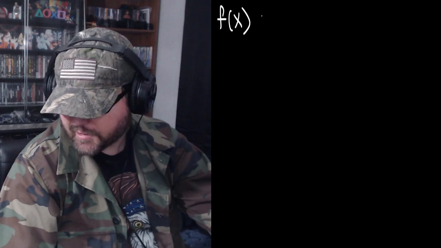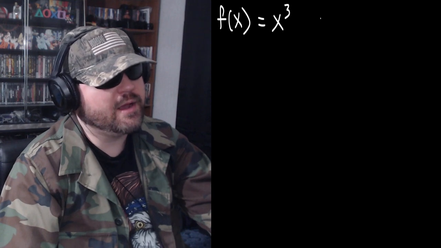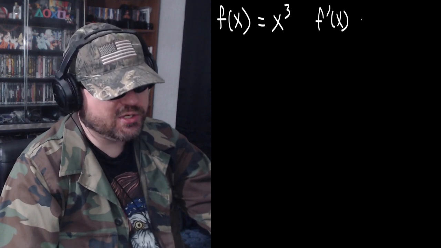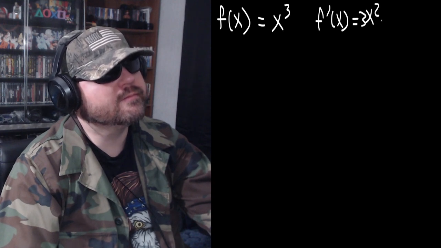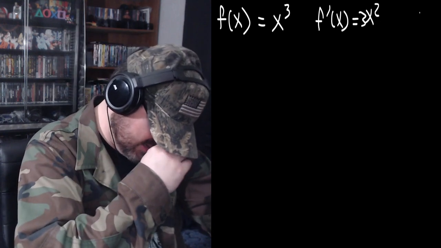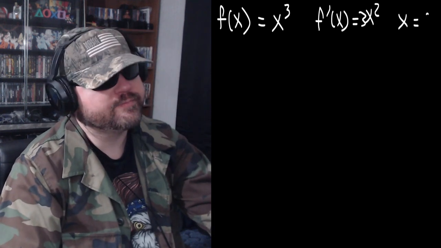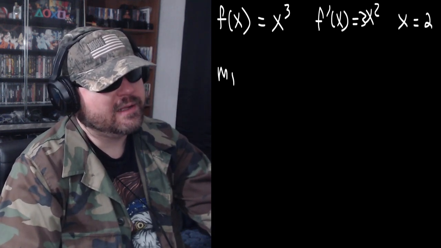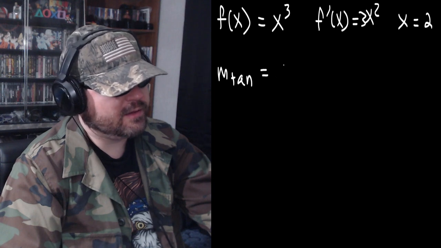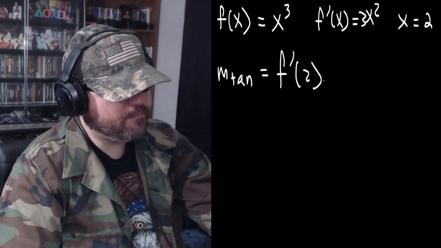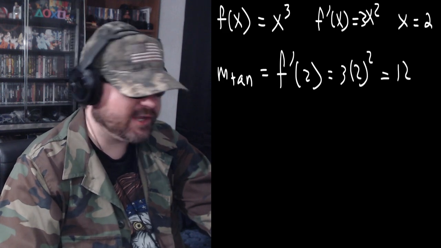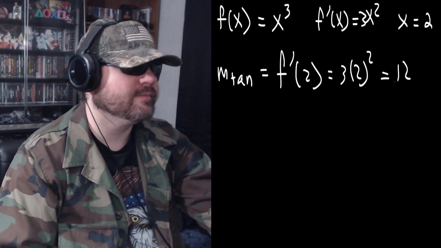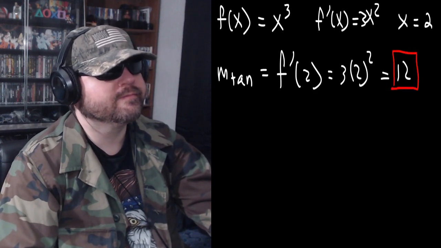Now let's say f of x is x cubed. Using the power rule, the first derivative is 3x squared. So let's say if we wanted to calculate the slope of the tangent line when x is equal to 2. So the slope of the tangent line is going to be f prime of 2, which is 3 times 2 squared, so it's 12. So this means that at x equals 2, the slope is 12.